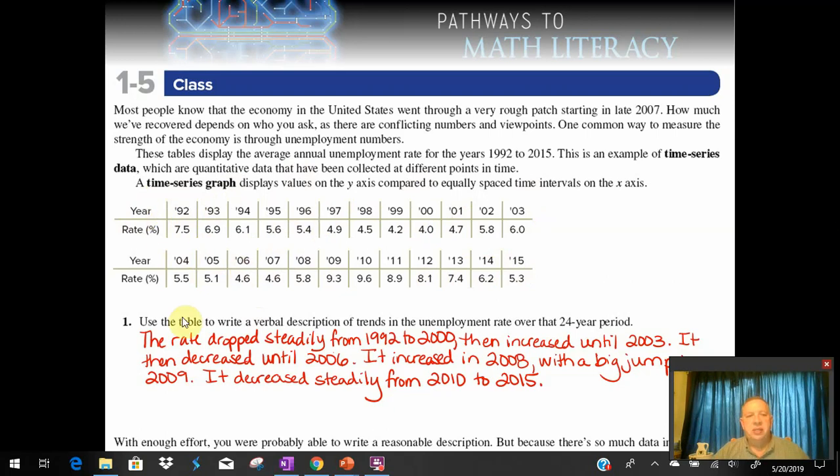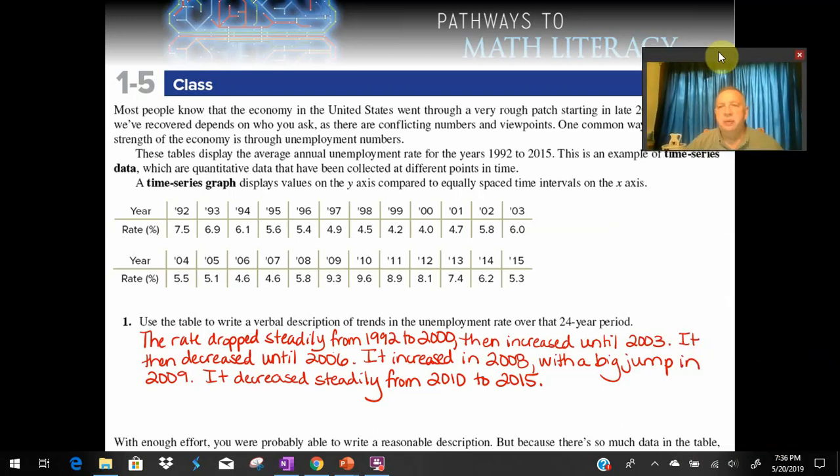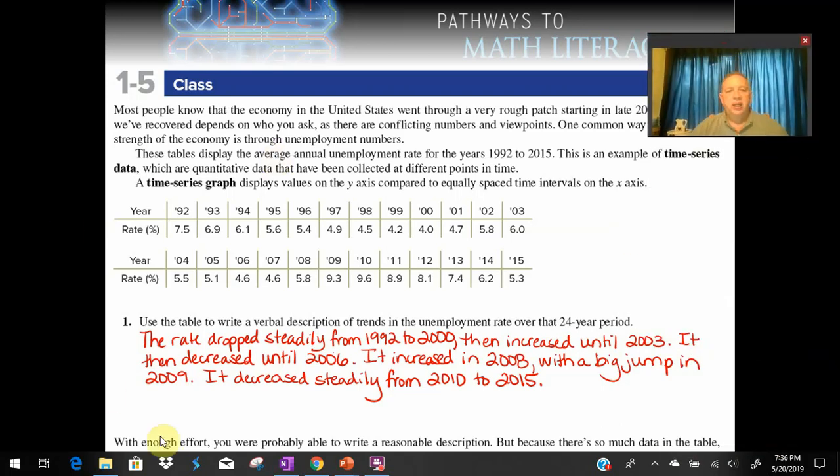So if I look just at the table, it says use the table to write a verbal description of trends in the unemployment rate over that 24-year period. The rate dropped steadily from 1992 to 2000. So here we're just going to go through and say, yep, it looks like it dropped from 1992 down to the year 2000, and then it started to increase, and then started decreasing again, and then a big jump here, and then went up, and then started going back down.